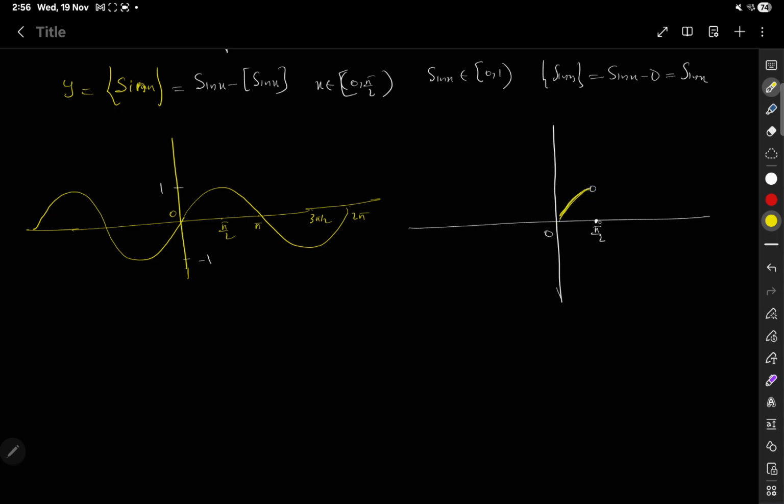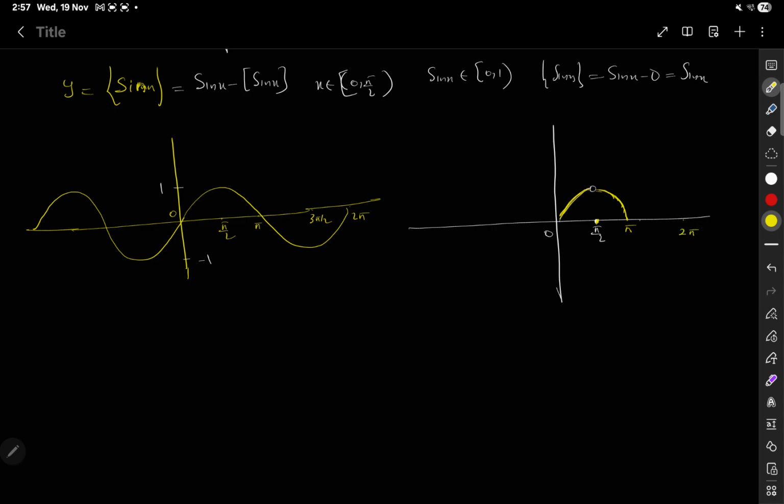Okay, came down. Then pi by 2 to pi, what will happen? Graph will be same as sin x. Okay, understood? That we got. Clear?